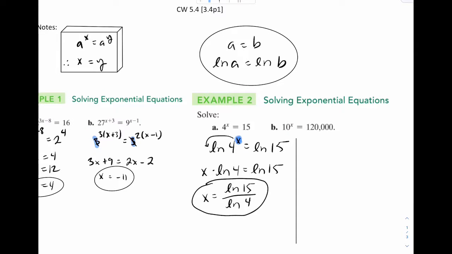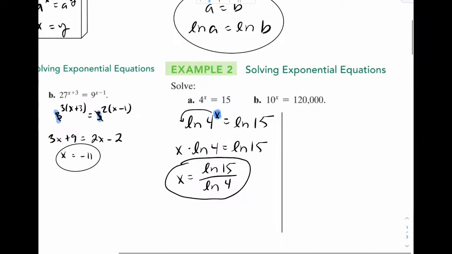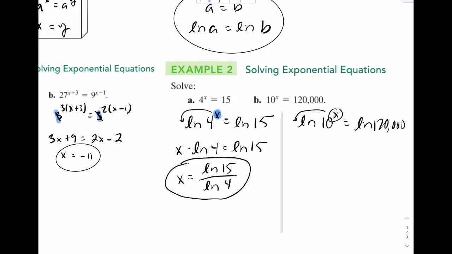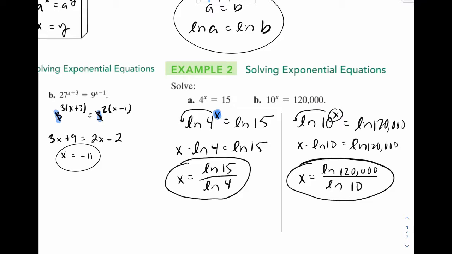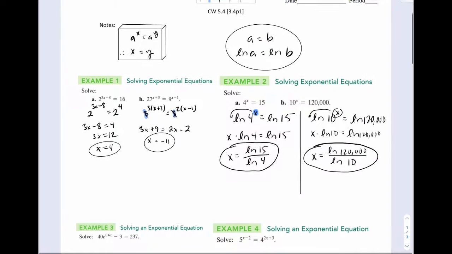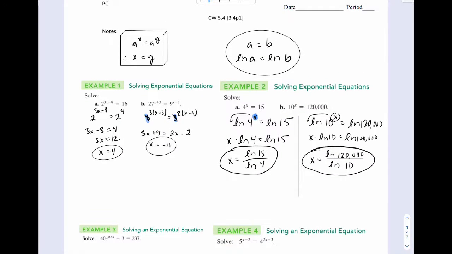So if I do the same thing on the next problem, let's add a natural log to both sides. We're going to move that x over. And notice how it's pretty much the exact same thing as before. X must be natural log of 120,000 divided by the natural log of 10. Okay, so first two examples, not too bad.